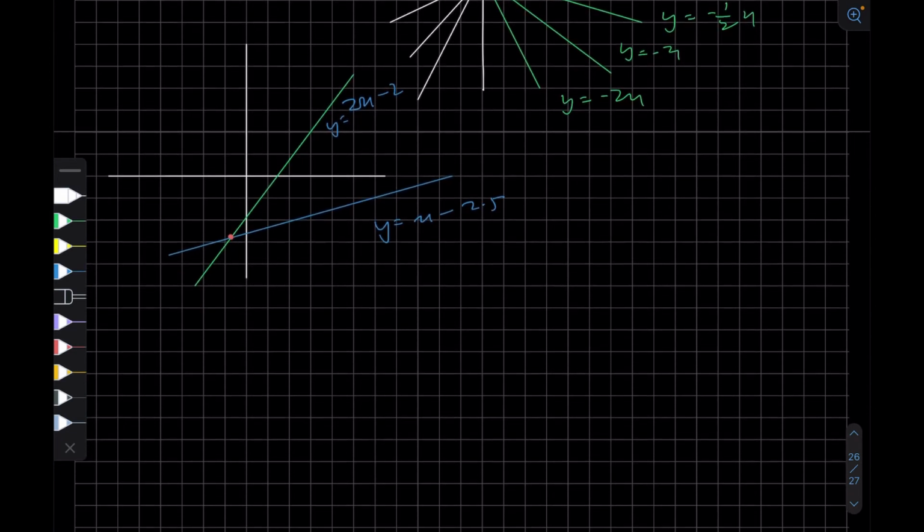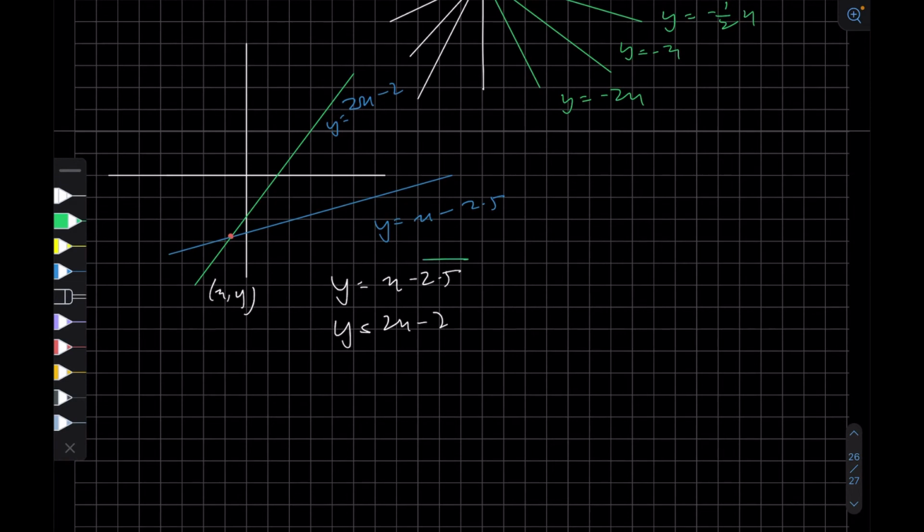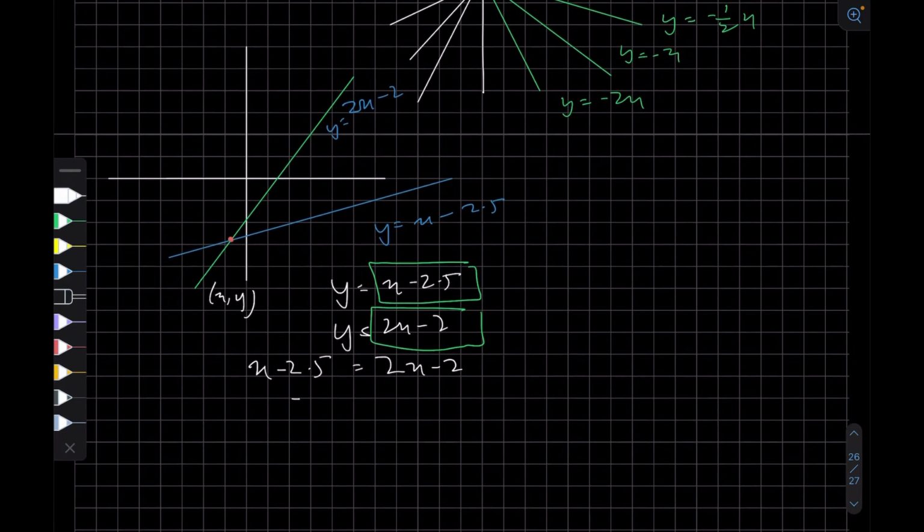What it really means is that there's a certain x and y that both of these equations share. So if y equals x minus 2.5 and y equals 2x minus 2, there will be a certain x and y for which both of these equations are satisfied. And so if we solve these simultaneously, we should get our values. So let's bring the 2 here. Negative 0.5 is equal to x. We got our x value.